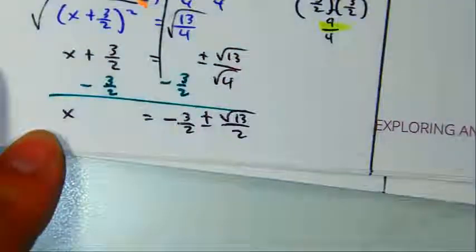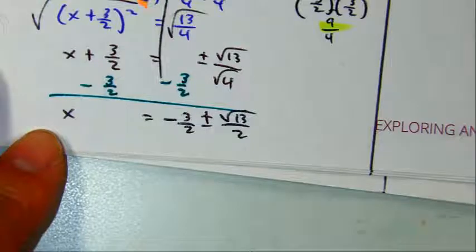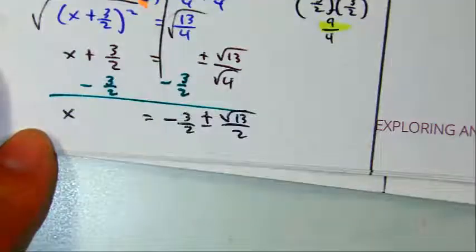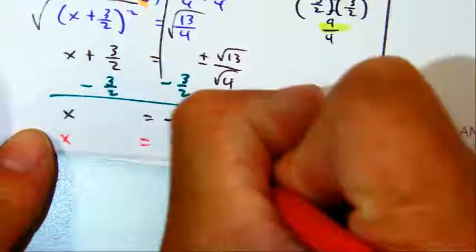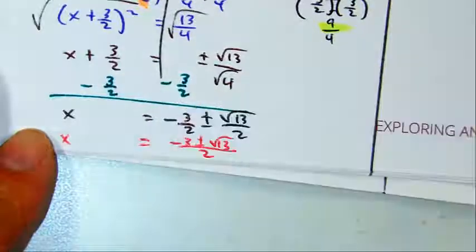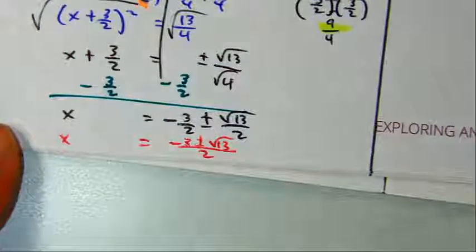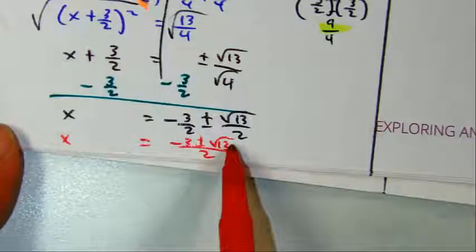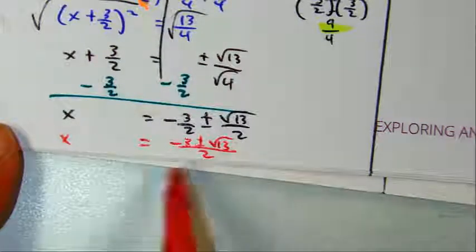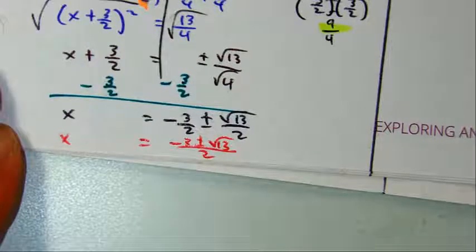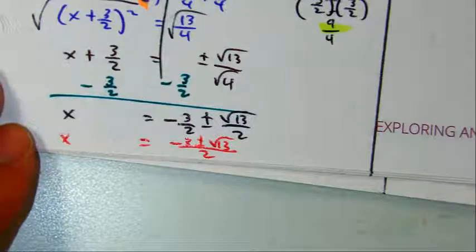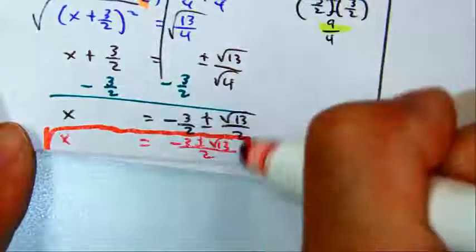If you want to make that one super clean answer, you can have x equals negative 3 plus or minus radical 13 all over 2. That's my answer without the calculator, and then I would just put it into the calculator: negative 3 plus radical 13 divided by 2, and then negative 3 minus radical 13 over 2. So this is my exact answer. Questions?